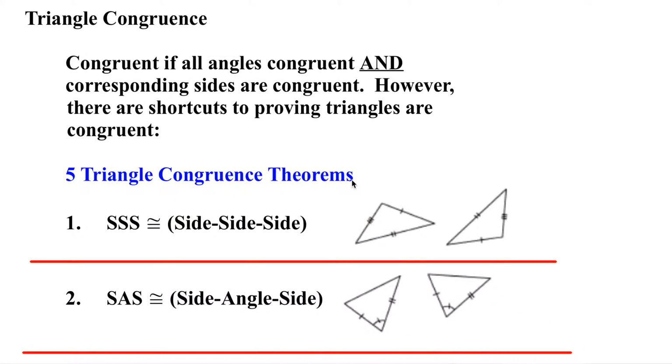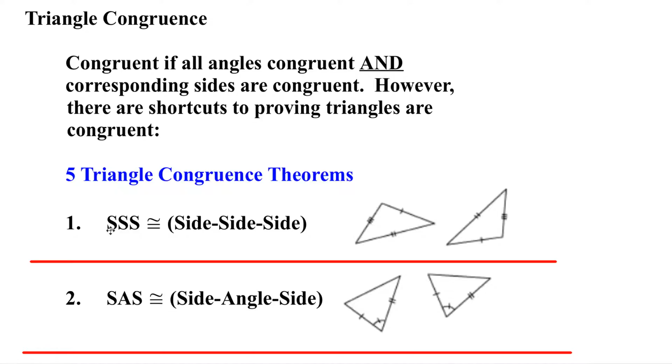Next toolkit entry is called triangle congruence, and what we're saying in this is that triangles are congruent if all angles are congruent and the corresponding sides are congruent as well. However, there's some shortcuts for actually proving that triangles are congruent. So in other words, you don't need to know that all three angles and all three sides are congruent. There's actually quicker ways of doing it, and we call those 5 triangle congruence theorems.